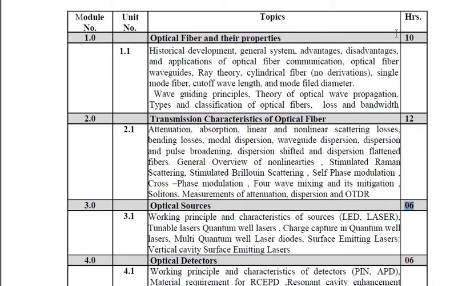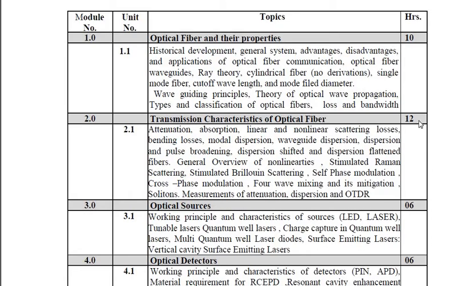The second module is based on transmission characteristics in optical fiber, where we are going to study the attenuation, absorption, linear and nonlinear spectrum losses, bending losses, dispersion, overall overview of non-linearities, OTDR, different transmission characteristics. This module has the highest weightage of 12 marks, where we are going to have 15 to 20 marks questions from this module.